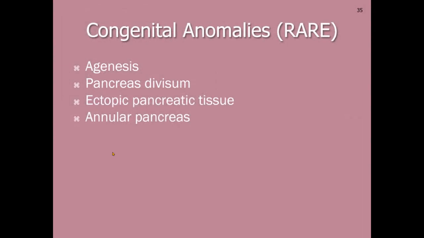There are, believe it or not, congenital anomalies with the pancreas. They are rare, but they do happen. We'll talk about agenesis, pancreas divisum, ectopic pancreas tissue, and annular pancreas.